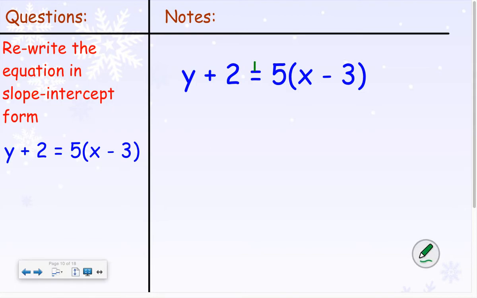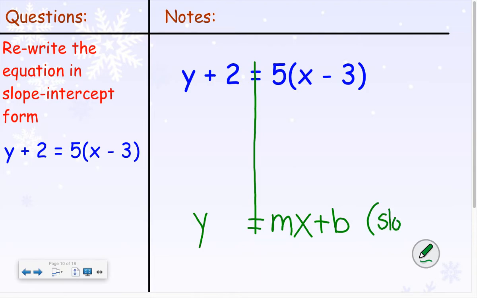So the first thing we're going to do is draw train tracks. Now keep in mind, slope-intercept form is y equals mx plus b. So this is slope-intercept form. So when we're all done, we want our equation to be in that form. So I am going to try to get y alone. That is my goal.